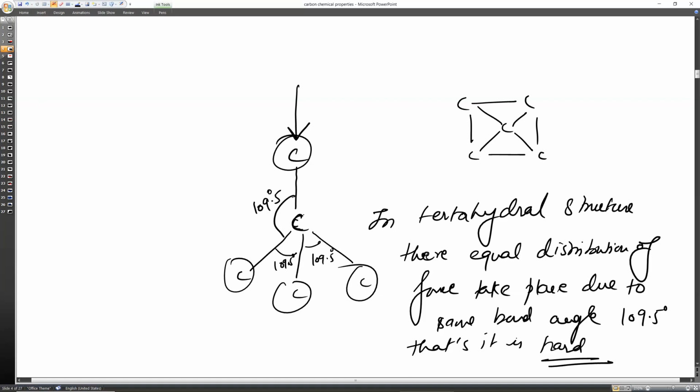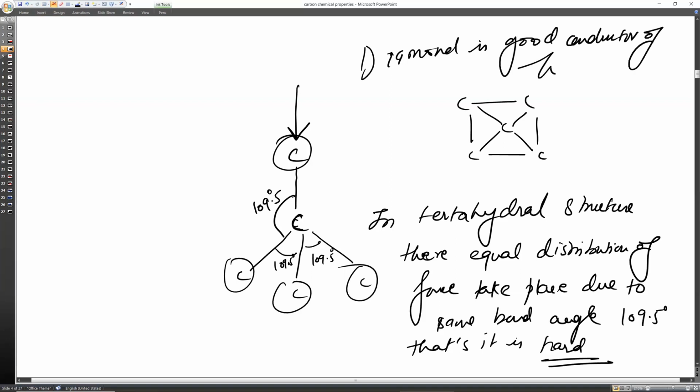But diamond is a good conductor of heat. Okay, note it down. Diamond is a good conductor of heat. Got it?